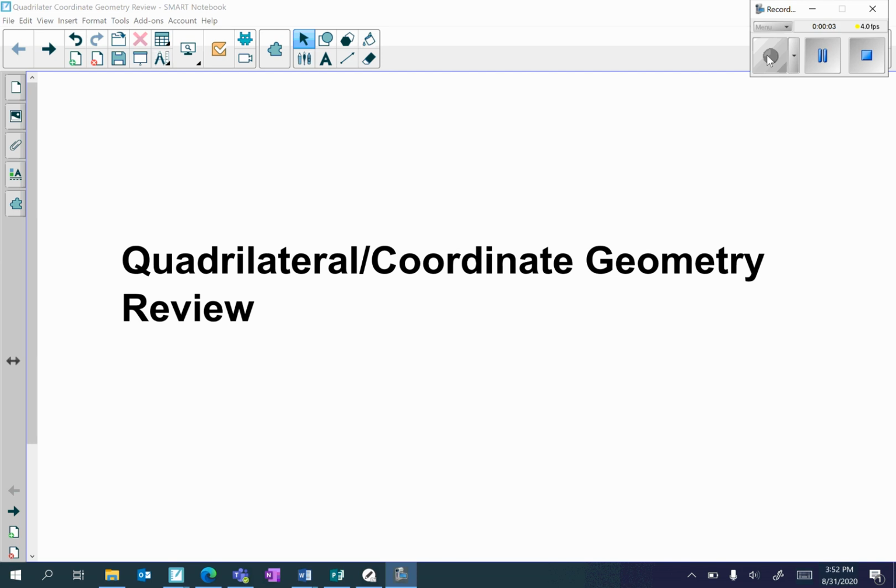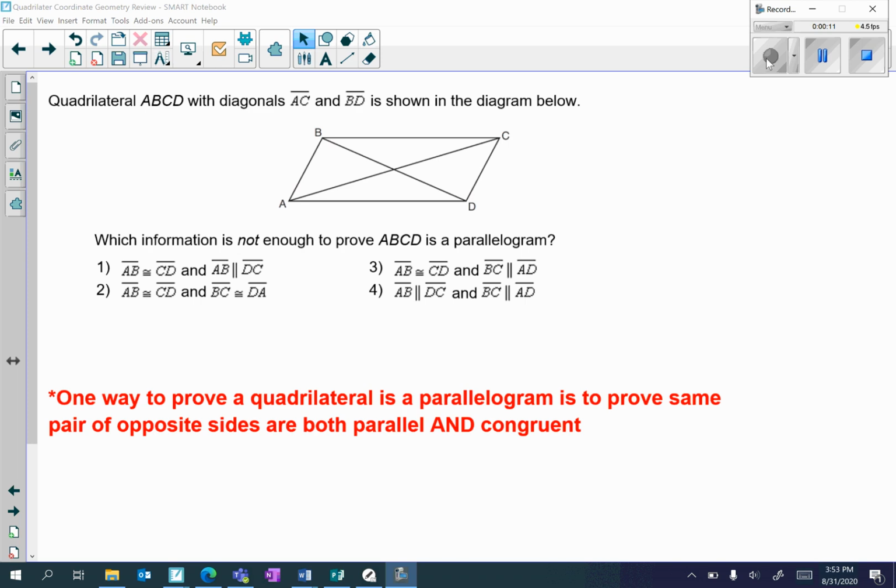Hi everyone, in this video we're going to be discussing quadrilaterals and coordinate geometry review. In this first question we have quadrilateral ABCD with diagonals AC and BD shown in the diagram below. Which information is not enough to prove ABCD is a parallelogram? I'm going to circle the word "not" because that's going to be very important to us. We're looking for the one that does not prove it's a parallelogram.